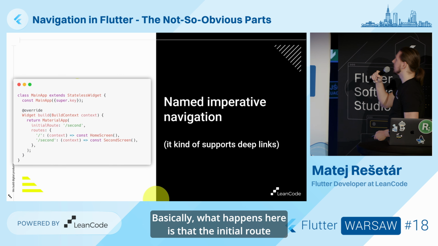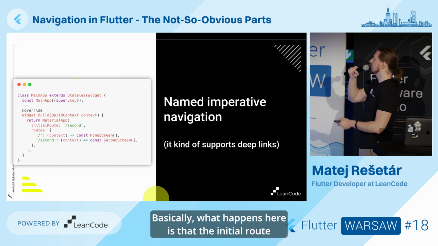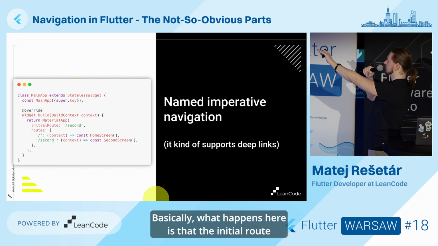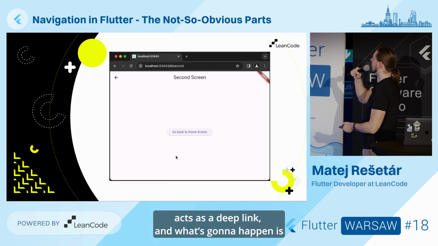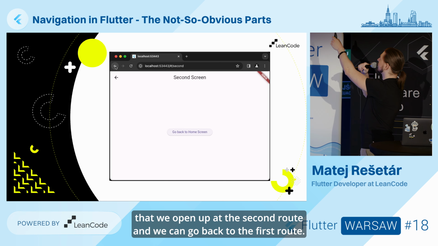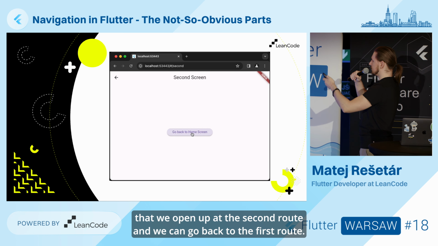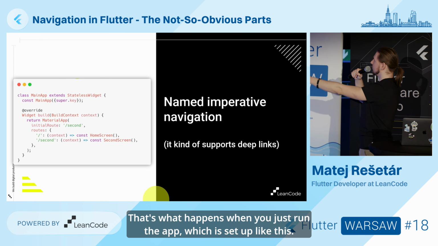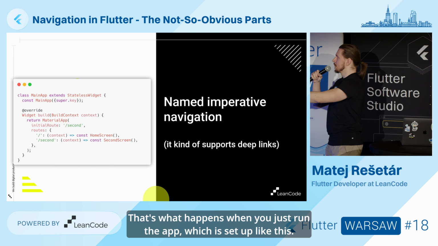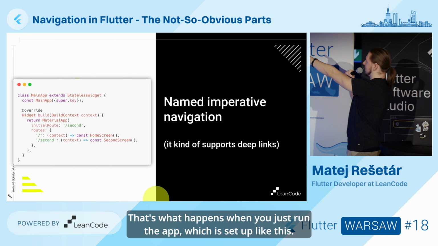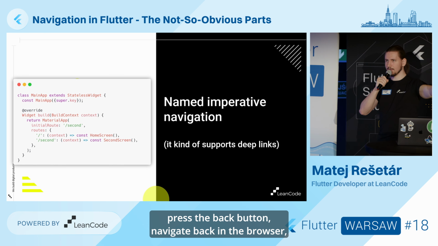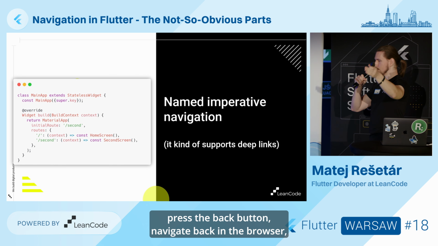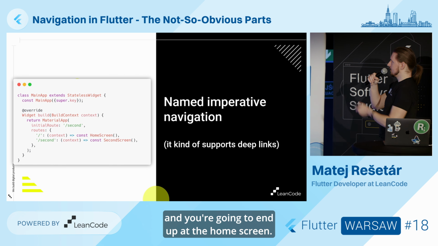But still, it allows for deep linking. So basically, what happens here is that the initial route acts as a deep link. We open up at the second route and we can go back to the first route. That's what happens when you just run the app, which is set up like this. So you open up the second route and you can press the back button, navigate back in the browser, and you're going to end up at the home screen.